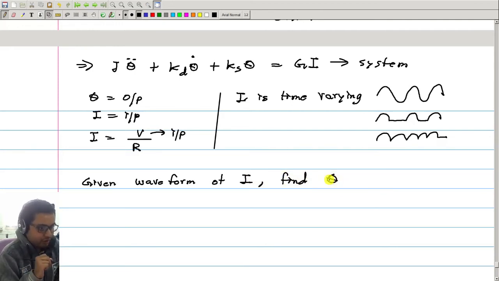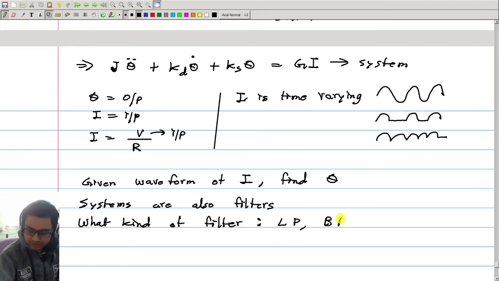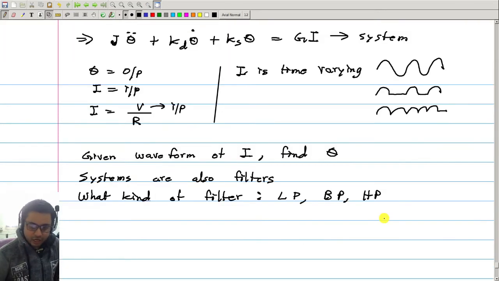Now recall from your previously studied system science, any system can also be thought of as a filter. So systems are also filters. Now the question is, what kind of filter is it? Low pass, high pass, band pass? What do you think? How do we find that?